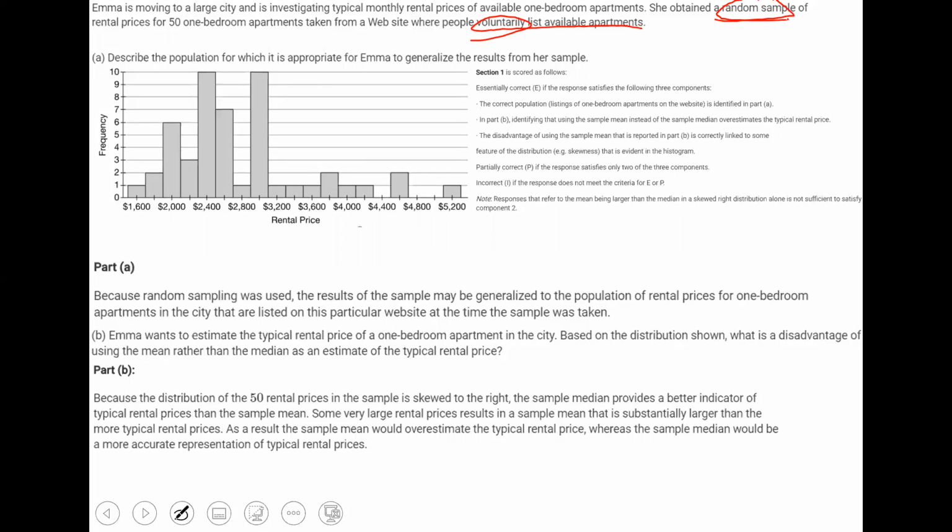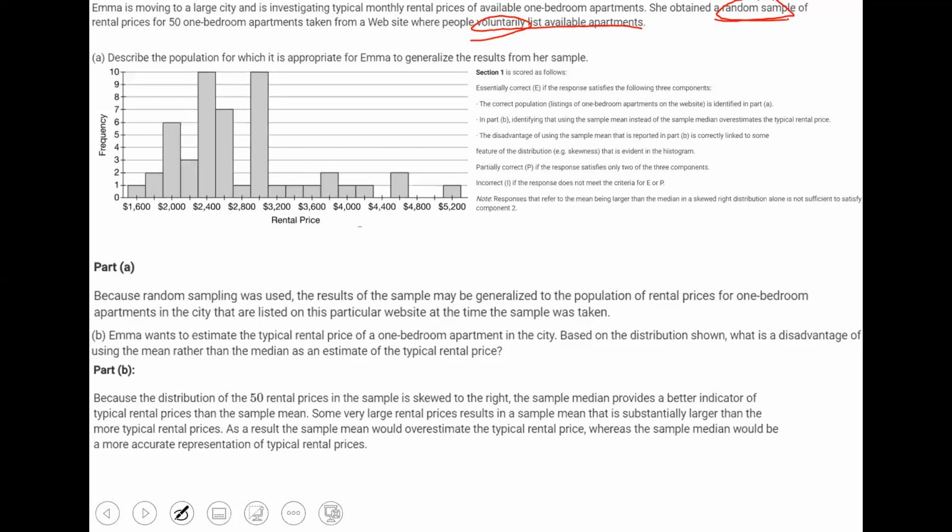Voluntary sampling, for those of you who are still confused, is that you let people answer. The data might be there voluntarily, but within that, you still randomly select a sample, and it still satisfies as a random sample. So don't let just that one word throw you off. Just read everything and see if this was a random sample or was this a voluntary.